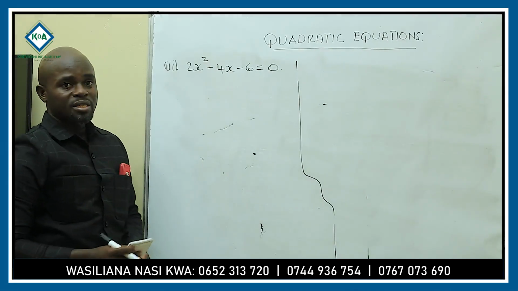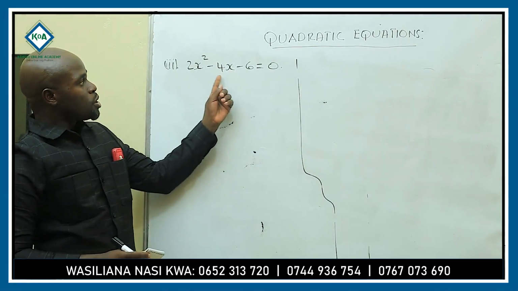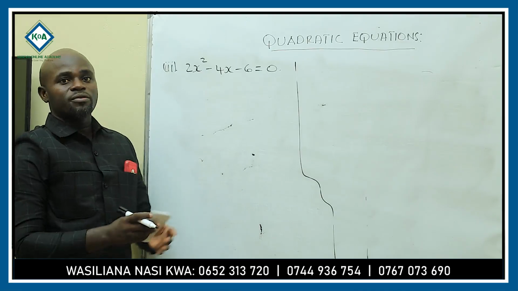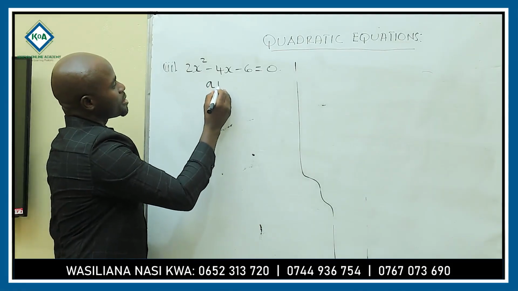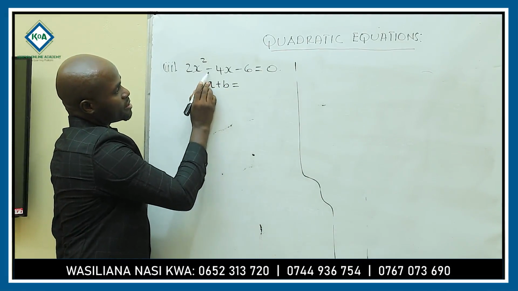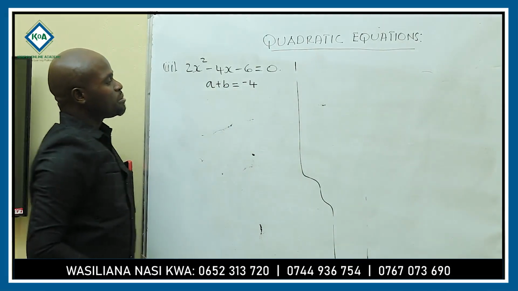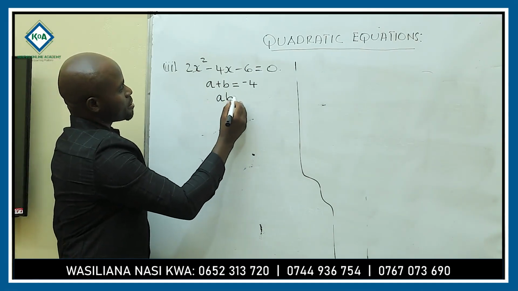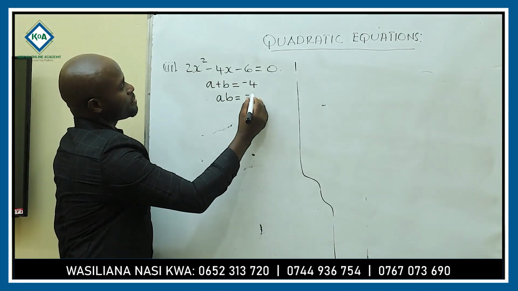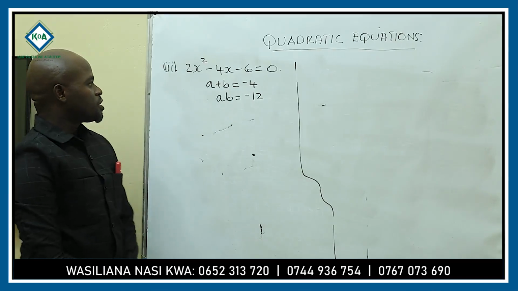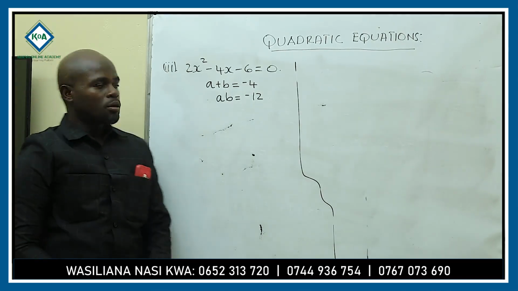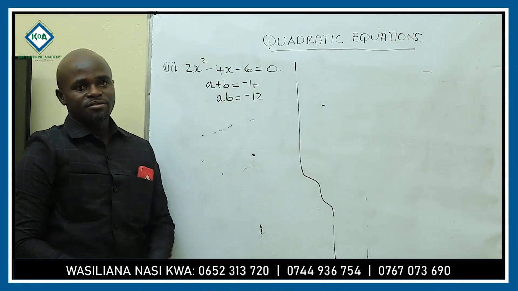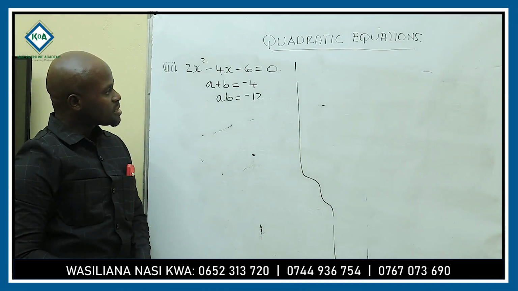So first we have to find the factors. But before finding the factors, we have to find two numbers so as to break down or split this middle term. If you add, you have to get negative b. Which numbers, if you add, you get negative 4, and if you times the same numbers, you get negative 12? Can you try to think out what these numbers are?